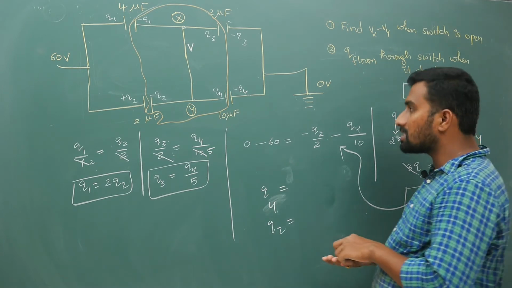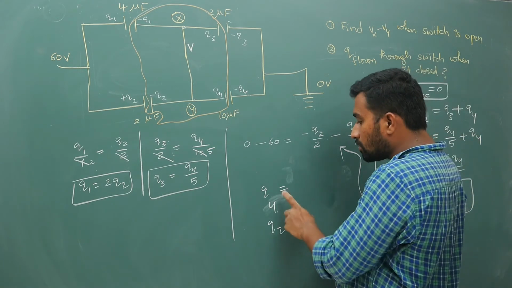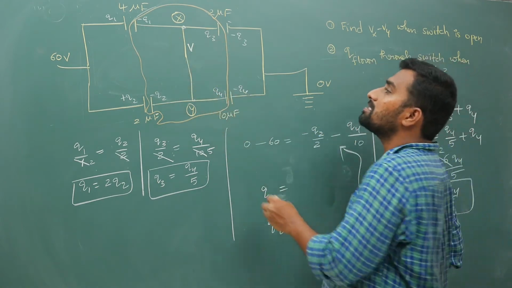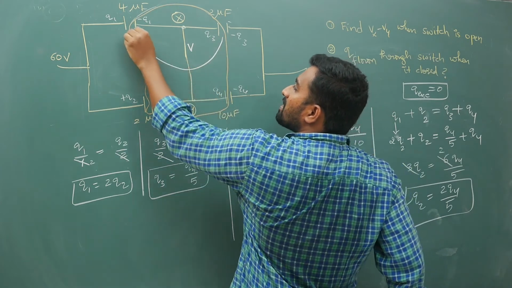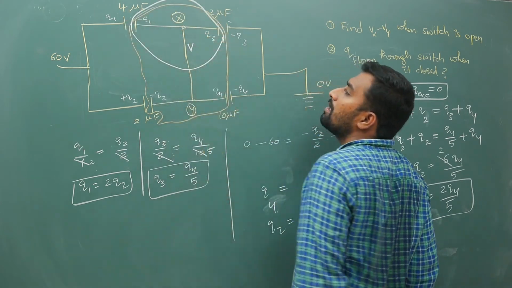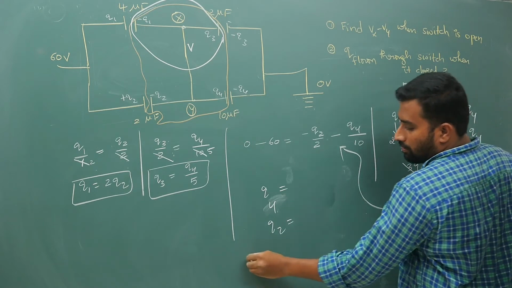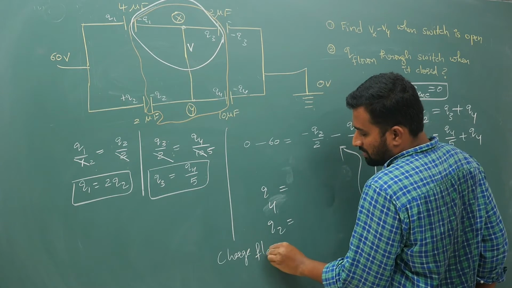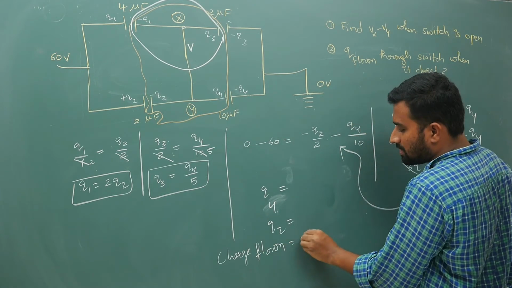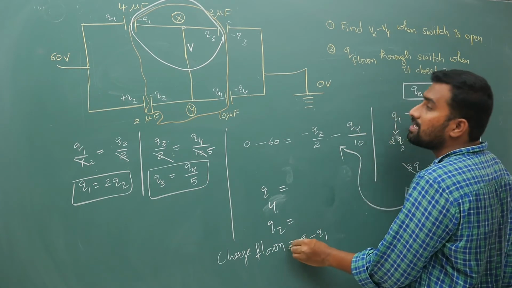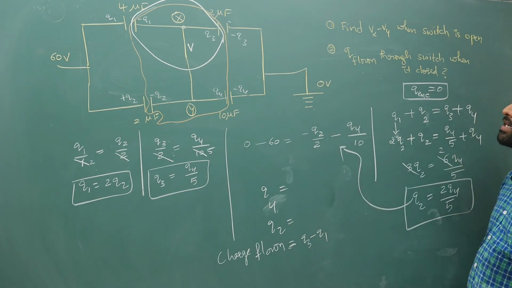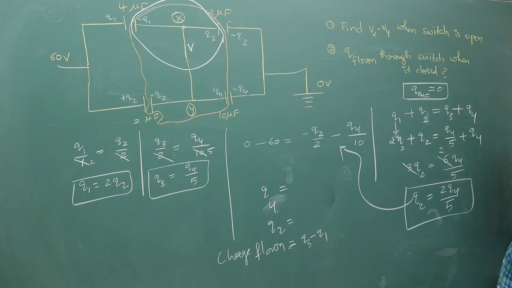How much is the charge flown through the switch? Once you know q4 and q2, automatically you can get the q1 and q3 values. Previously, in this loop, the enclosed charge, that white one, was 0. Now how much is it? It is q3 minus q1. From where did this charge come? This charge has come through the switch only. So that is how you are going to simplify it and calculate it. So come on, do this. I will simplify in the meantime.